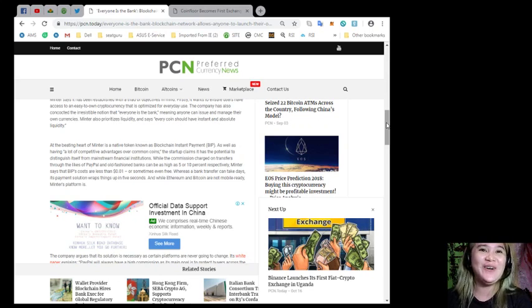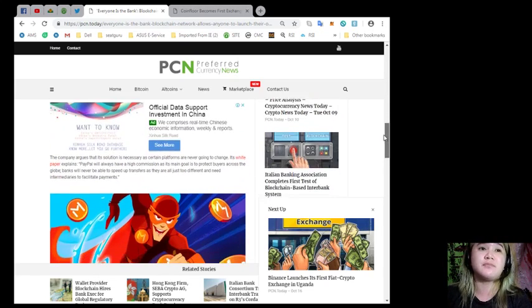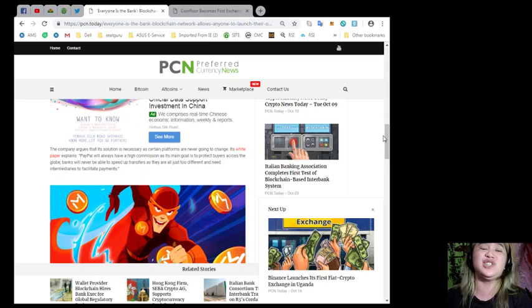Free? Wow! Now, whereas a bank transfer can take days, its payment solution wraps things up in 5 seconds. That fast. And while Ethereum and Bitcoin are not mobile ready, Mintr's platform is. The company argues that its solution is necessary as certain platforms are never going to change. Its white paper explains, PayPal will always have a high commission as its main goal is to protect buyers across the globe. Banks will never be able to speed up transfers as they are all just too different and need intermediaries to facilitate payments.